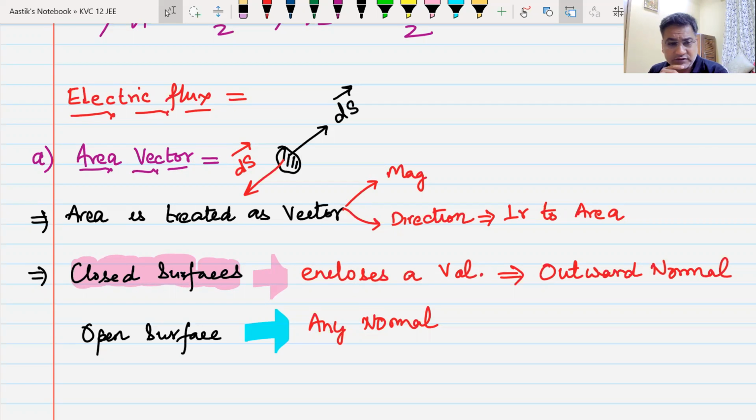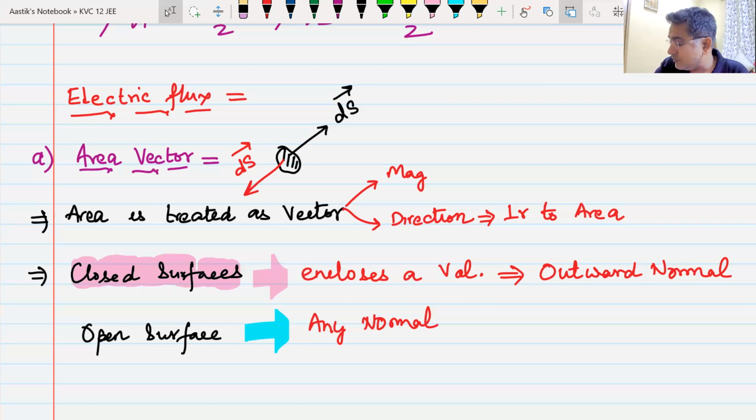Remember this closed surface and open surface, because these are going to come up a lot of times in this particular chapter. When I say a closed surface, it's a surface that encloses a volume. And when I say an open surface, it means it does not enclose a volume. Anything that is open is an open surface.